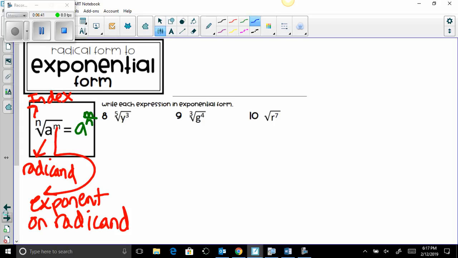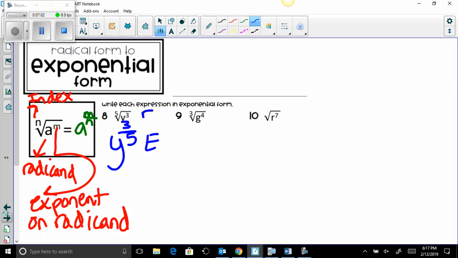So the 5th root of y to the 3rd. Take your radicand and then make your fraction when you're putting it in exponential form. The exponent on your radicand goes in the numerator, and the index on your radical goes in the denominator. And I have successfully changed it from radical form to exponential form.